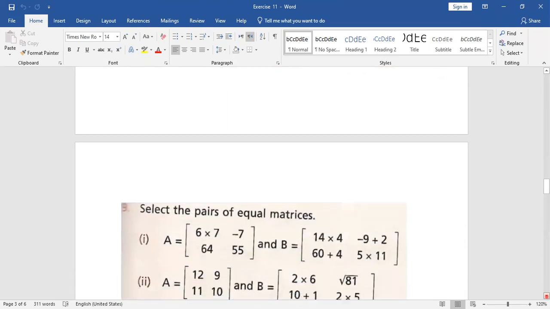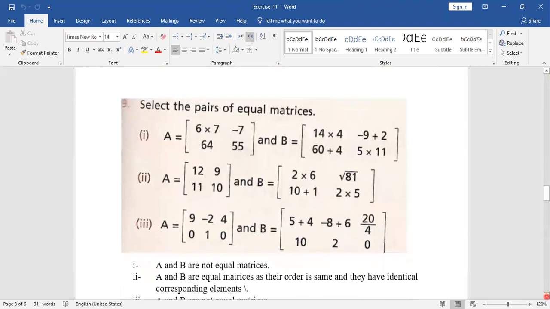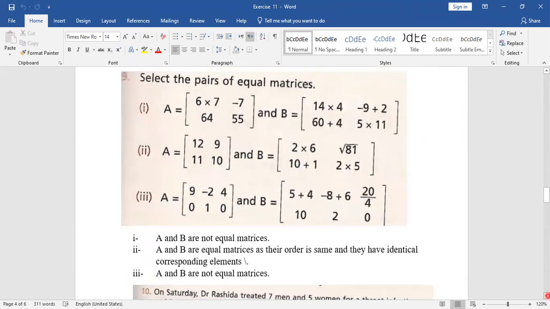Select the pairs of the equal matrices. Now equal matrices, there are two conditions for equal matrices. First of all, for equal matrices, order must be same. And the other thing is the corresponding elements must be identical.